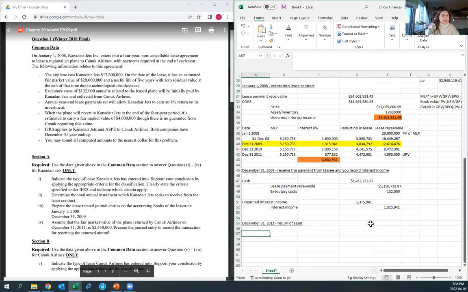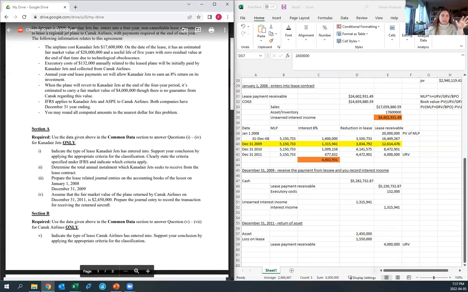So what's going to happen is that they're going to get back their asset at the fair market value of 2.45 million. Then they're going to have a loss on lease of 4 million minus the new value of the asset. And they're going to decrease their lease payment receivable of 4 million, which is their unguaranteed residual value. So it's the same amount as here, you know, at the end there was 4 million left, and that was supposed to be the value of the asset that they're receiving now. So that's for the lessor entries.